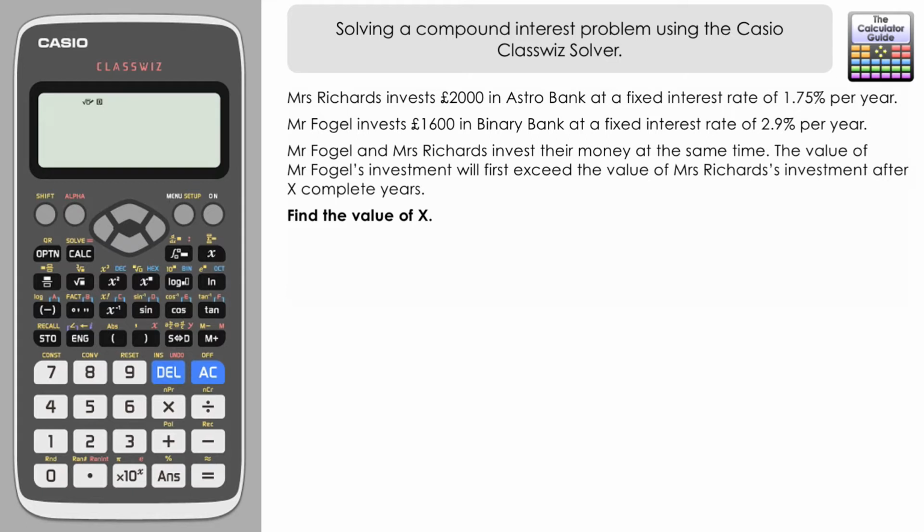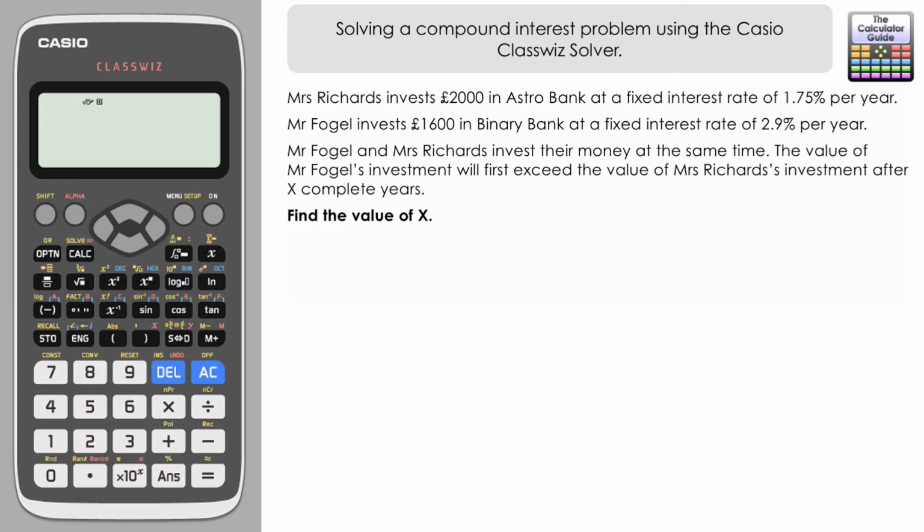Mrs. Richards invests £2,000 in Astrobank at a fixed interest rate of 1.75% per year. Mr. Fogel invests £1,600 in Binary Bank at a fixed interest rate of 2.9% per year. Mr. Fogel and Mrs. Richards invest their money at the same time. The value of Mr. Fogel's investment will exceed the value of Mrs. Richards' investment after X complete years, and we've got to find the value of X.